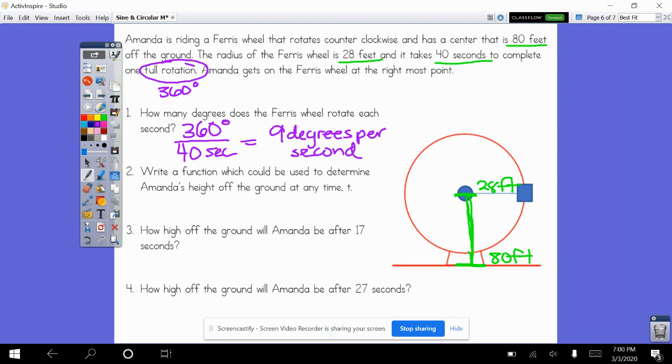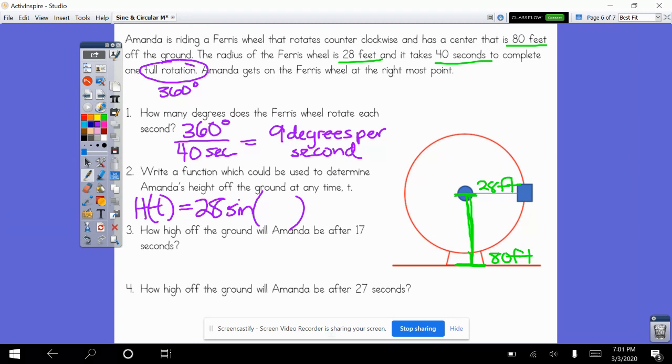Write a function which could be used to determine her height off the ground at any time t. So I'm writing a function of height based on time. I'm going to call it h of t, instead of f of x, h of t. I know that my function always starts with the radius, which is 28, times the sine of an angle. Normally when we're writing an angle, we put theta in here, but we're trying to write a function based on time, not on an angle.